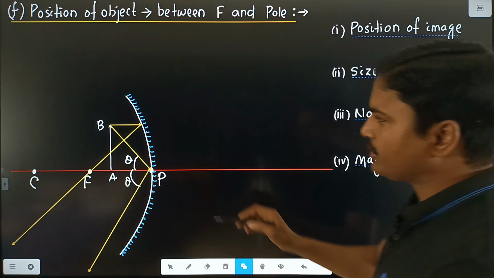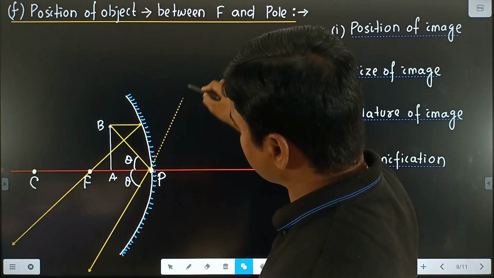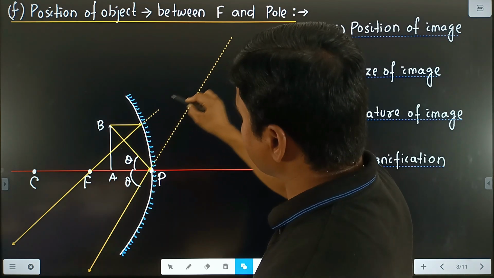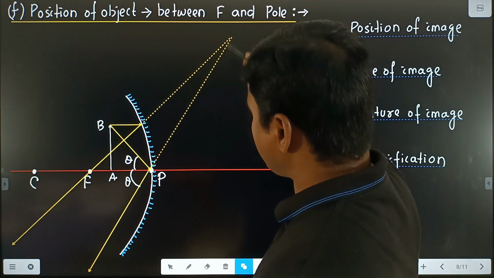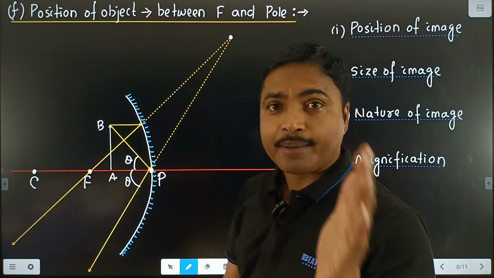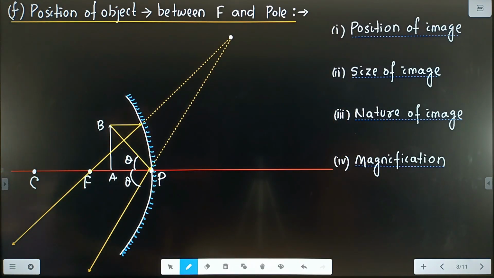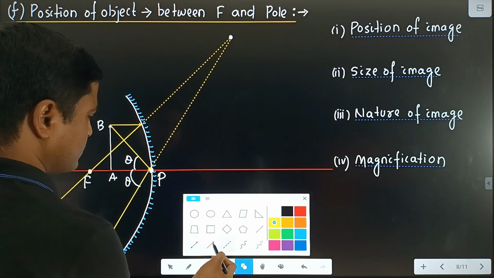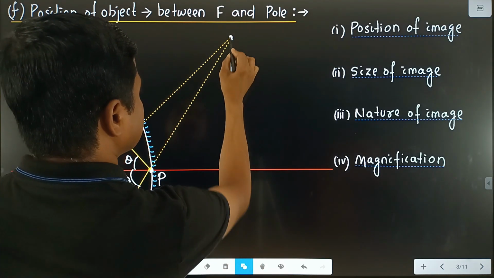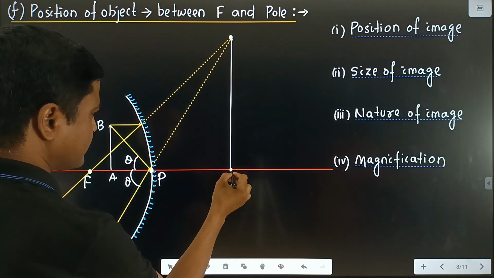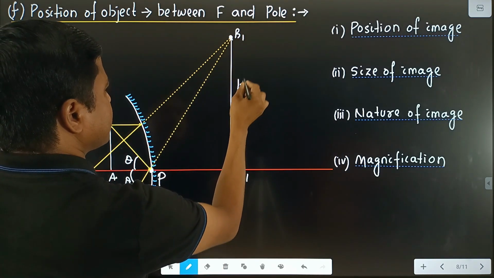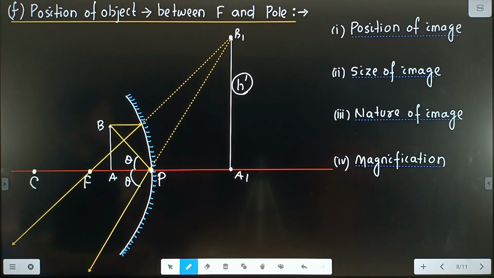If we extend both the reflected rays in the backward direction, this is the first reflected ray, and we extend the second one similarly, and both the reflected rays appear to meet at this point, so that the final image is formed. Image is formed at this point, and this one is the image. For image height, we write A1B1, that is h prime. Clear? And look at the figure.